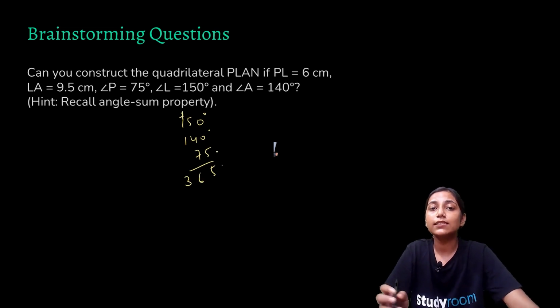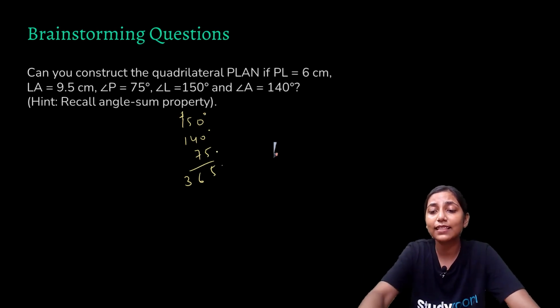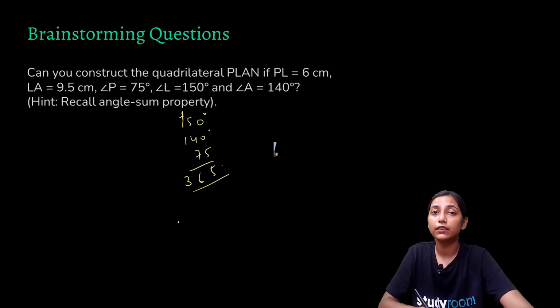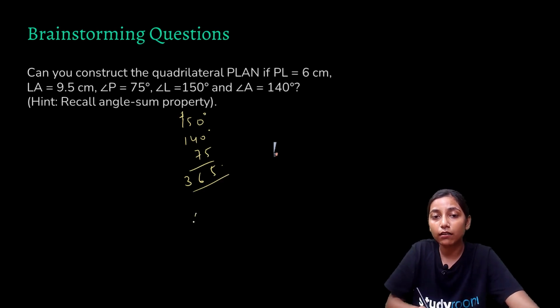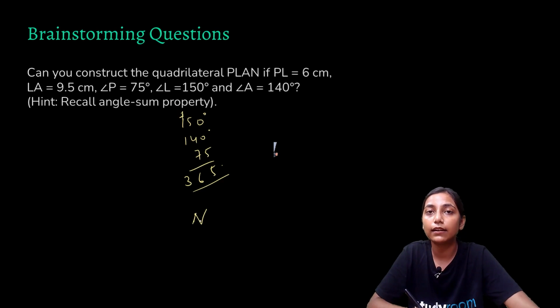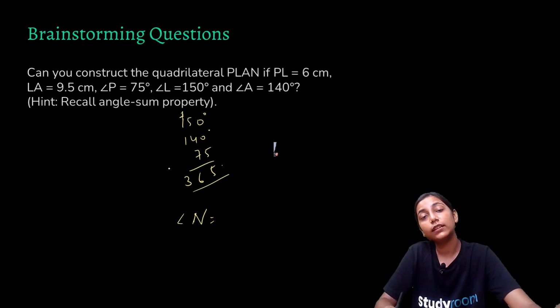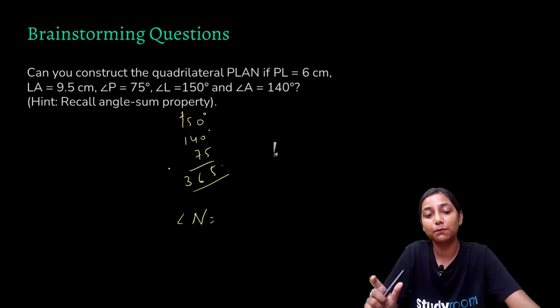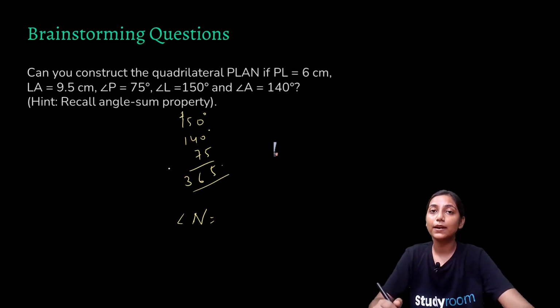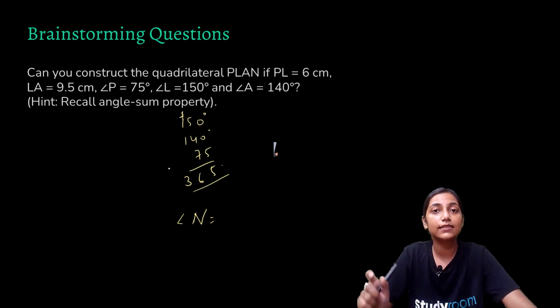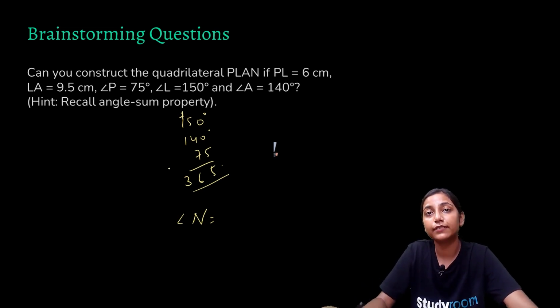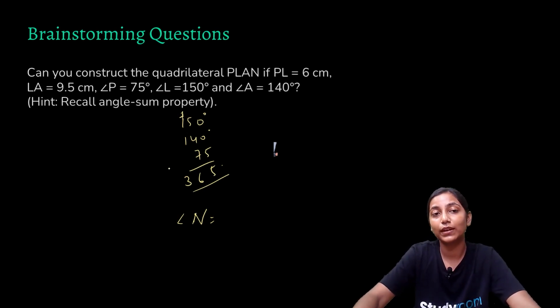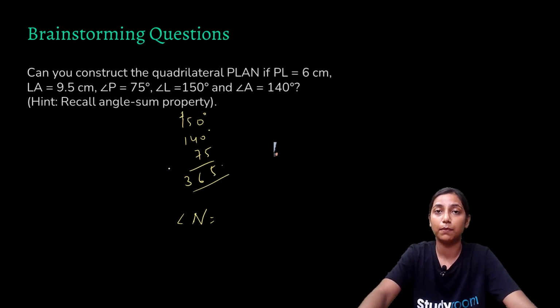365 degrees. So just the sum of three interior angles of this quadrilateral PLAN that is given to us is going to be 365 degrees. But we still had to have some other angle for the angle N. We are not provided with angle N, but the sum of only the three interior angles is exceeding 360 degrees. So this is not possible, because what does the angle sum property state? The angle sum property of a quadrilateral states that the sum of all the interior angles of a quadrilateral should be 360 degrees. And this is not verified here, so we can say that we cannot construct such a quadrilateral PLAN.